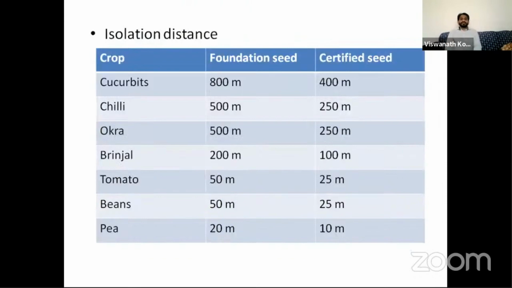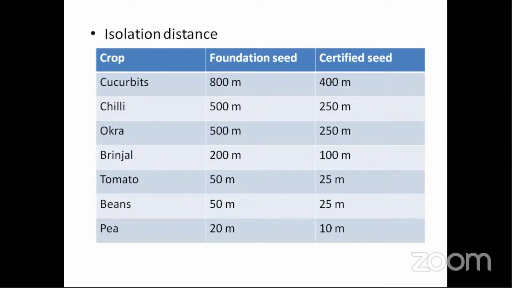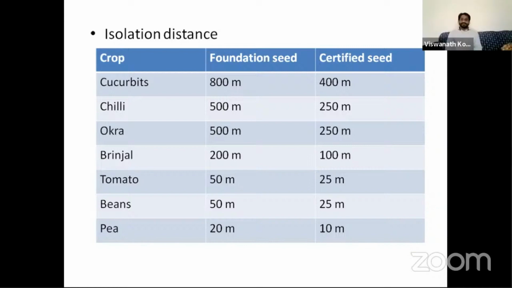Here you can also see chili, okra and brinjal are often cross-pollinated crops, so we have to follow a moderate isolation distance. Tomato is a self-pollinated crop, so the isolation distance is less. Pea is a highly self-pollinated crop, as we discussed in the last class, so the isolation distance is very low, 20 meters and 10 meters.